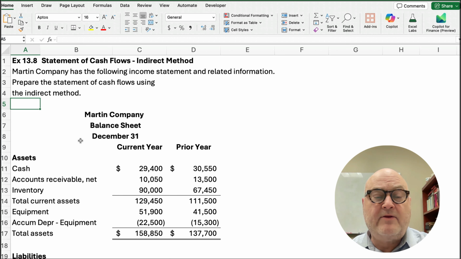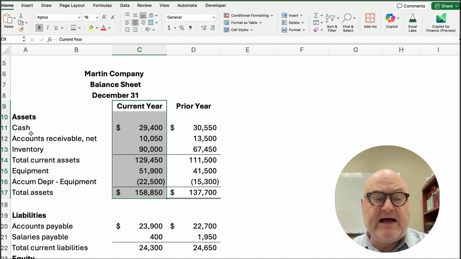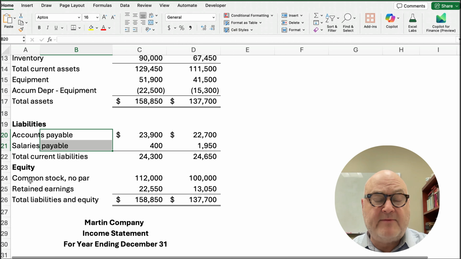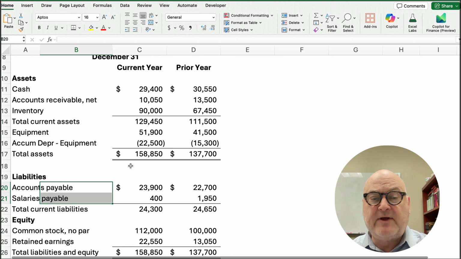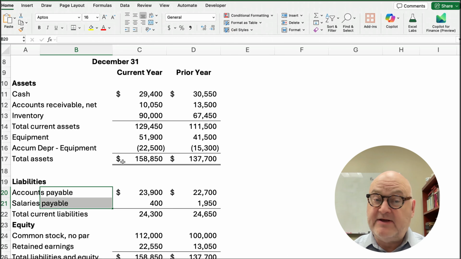All right, so the Martin Company, we have the current year, we have cash, accounts receivable, inventory, and total current assets. We have equipment and then accumulated depreciation equipment, and we've got total assets. We've got a few current liabilities, and then we have common stock, retained earnings, and so we have 2 years. This is a comparative balance sheet, so we can see the difference.